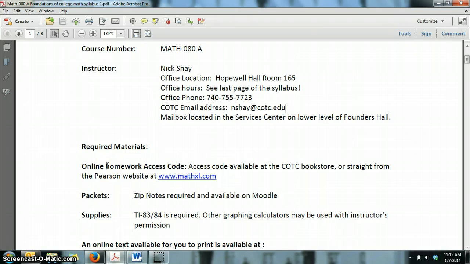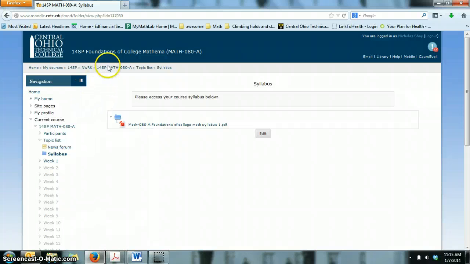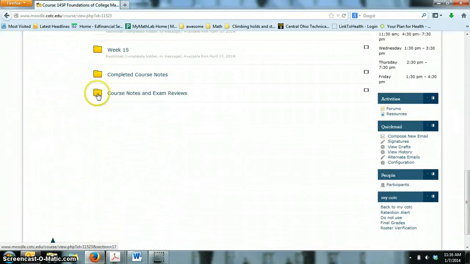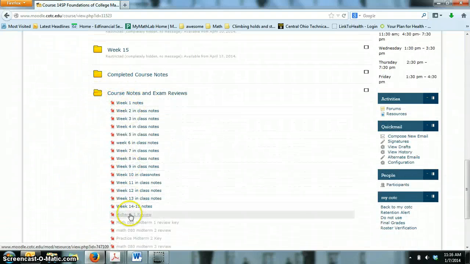The first homework assignment is due next Tuesday. Notes are required and available on Moodle. These are the notes when you go to the Moodle course shell. When we go back to the class, I'll show you where you can find those. Down at the bottom, you're going to see course notes and exam reviews, and here's all the notes.